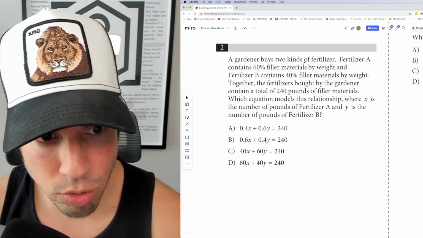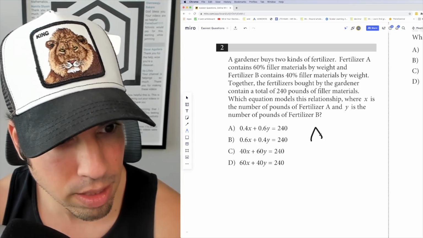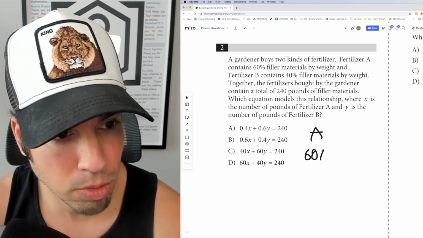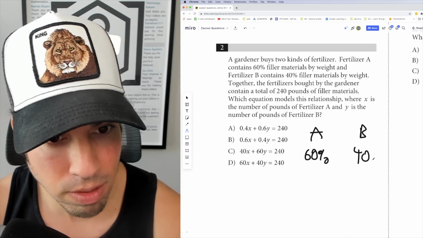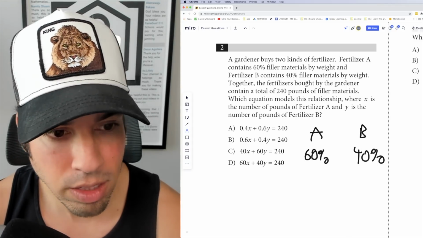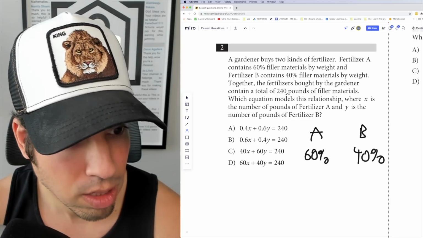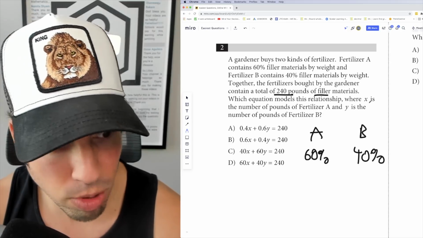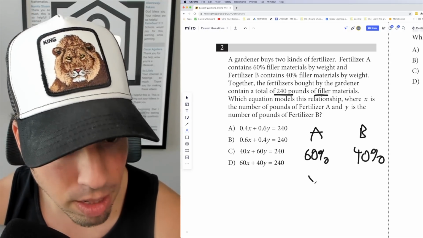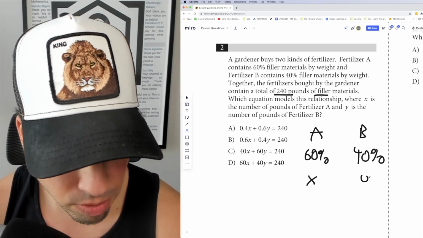A gardener buys two kinds of fertilizer. Fertilizer A contains 60% filler material by weight, and B contains 40% filler material by weight. Together, the fertilizers bought by the gardener contain 240 filler materials. Which equation models this relationship where X is the number of pounds of fertilizer A and Y is the number of pounds of fertilizer B?